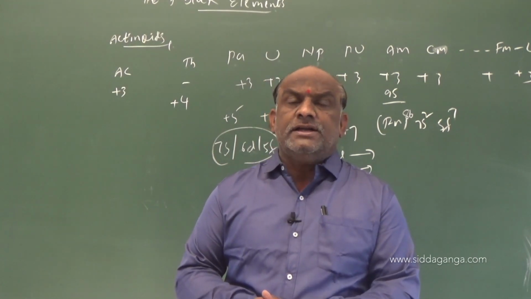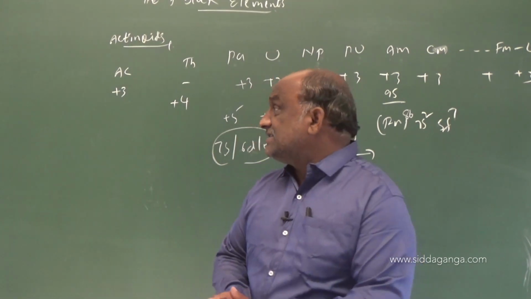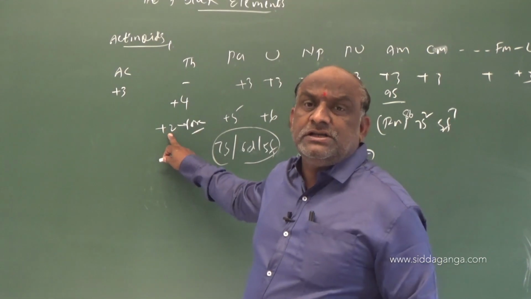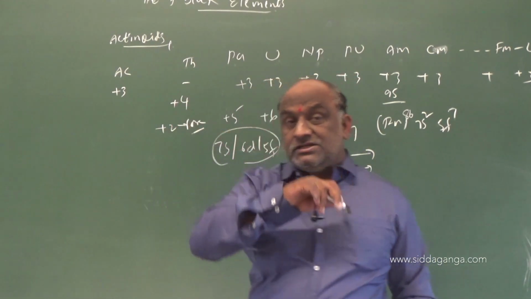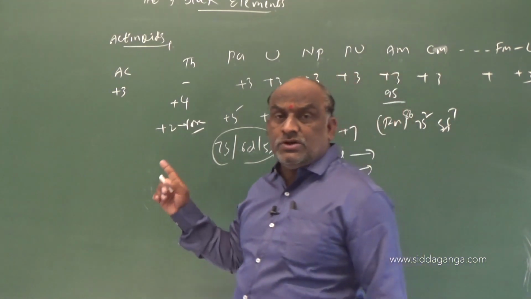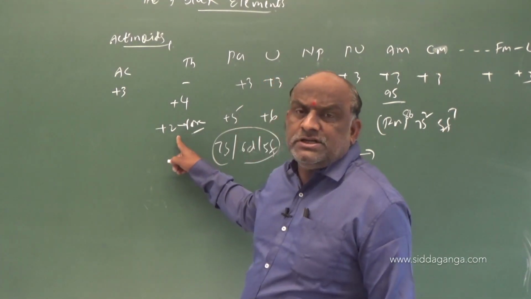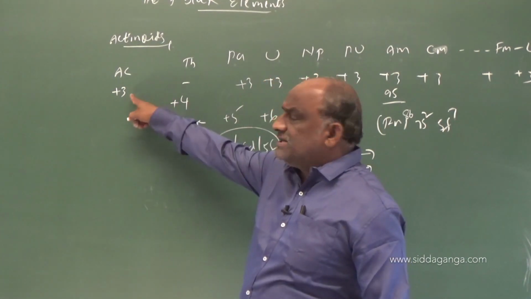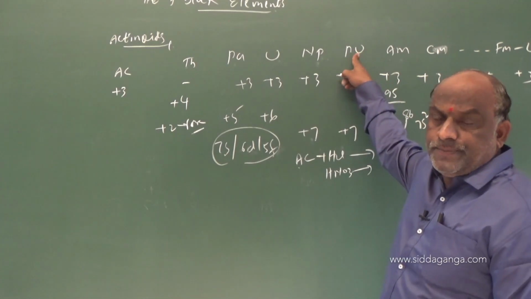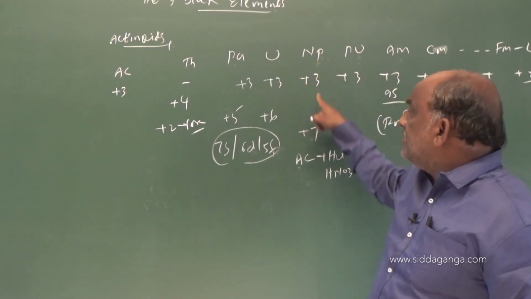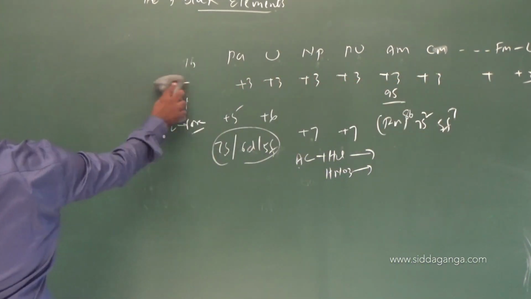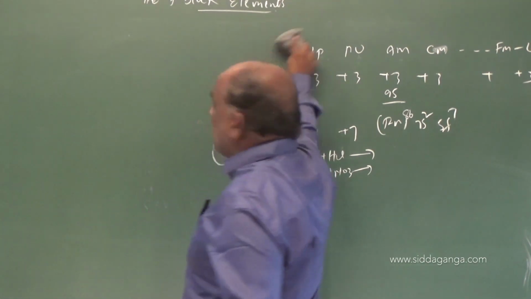And the stable oxidation numbers of actinides are +2, +3, and +2 is rare. In actinides, the +2 oxidation state is very rare, but in lanthanides the +2 oxidation state is there. Europium +2 is there, ytterbium +2 is there. Minimum is +3 stable, maximum is +7 by neptunium, +7 by plutonium. You should remember and revise these points, because these are very important from the examination point of view.